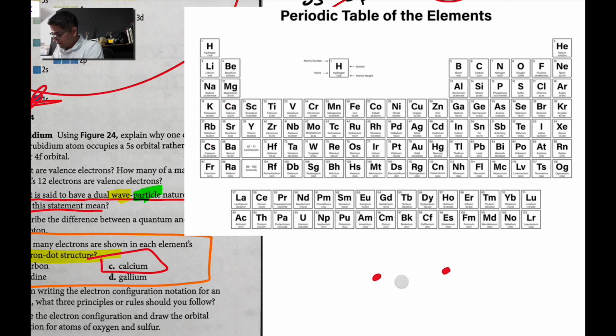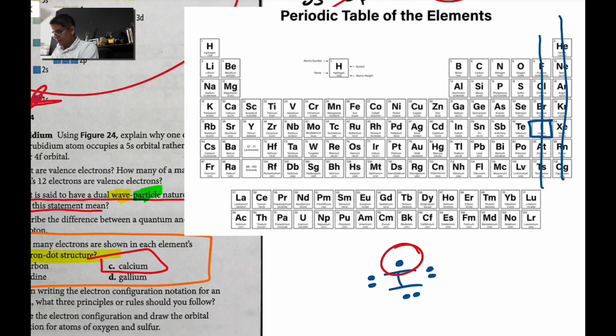Okay? And next is iodine. Iodine is right here. Okay, so this is group 8 and this is group 7. So that means iodine has 7 valence electrons. So 1, 2, 3, 4, 5, 6, and 7. Okay, and so iodine has 1 lone pair of electrons. It has 3 pairs, and then 1 lone electron. And that 1 lone electron is very active, and it really wants to make another bond.